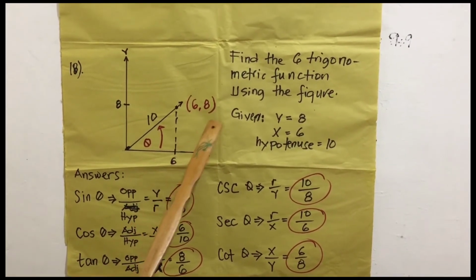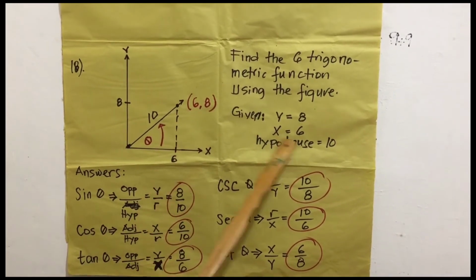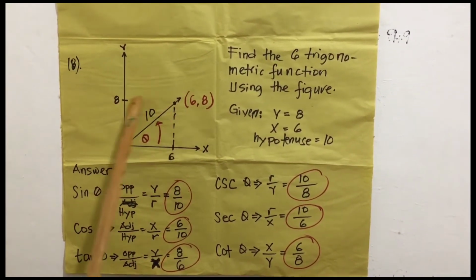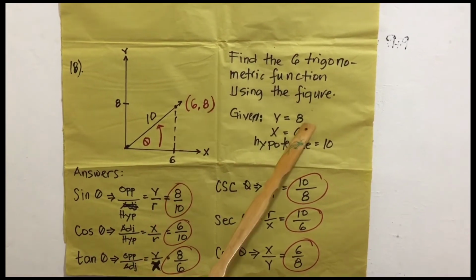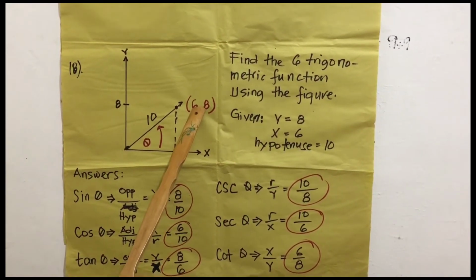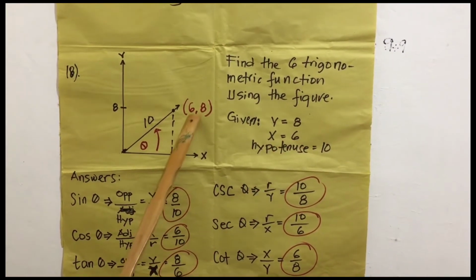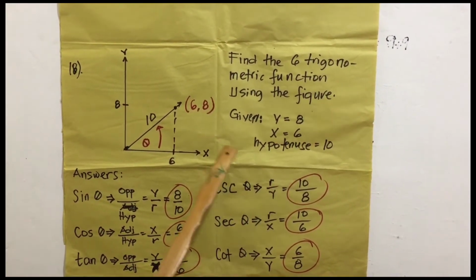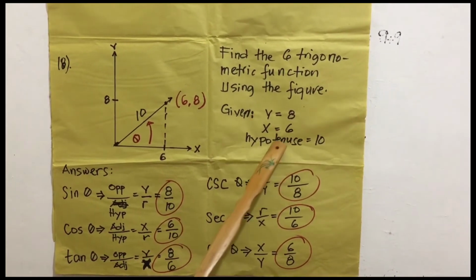So first, in our solution, we have to know the given. So this is the y, the ordinate, which is 8, and the x coordinate, or the abscissa, is 6, and the hypotenuse is 10. So this is the given.